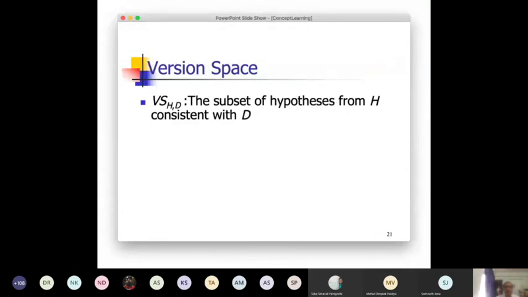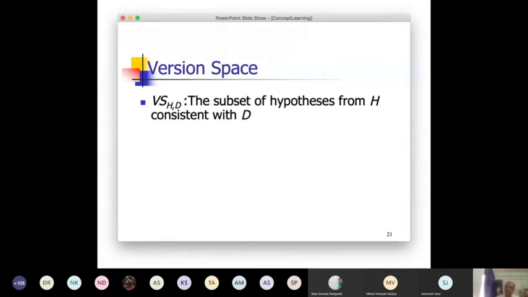So there is a concept which is called version space. What is a version space? Version space is a subset of the hypothesis space which contains all the consistent hypotheses. Very simple. That means with respect to a set of training examples, the set of all possible consistent hypotheses will form the version space.